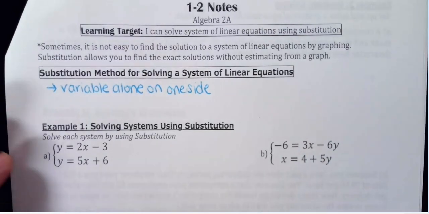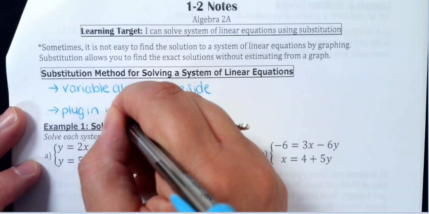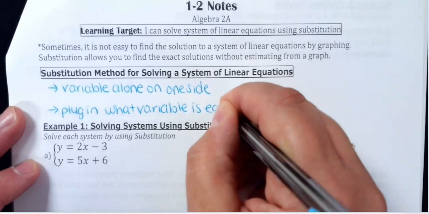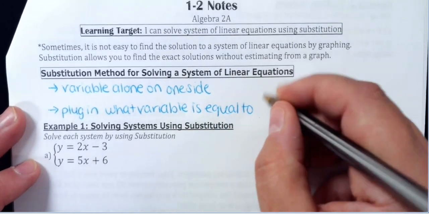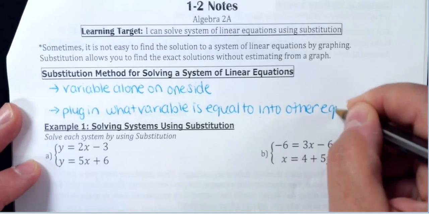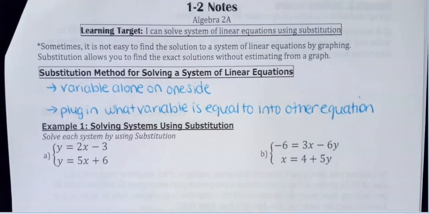And then what you do is you plug in what your variable is equal to into the other equation in your system. Sorry, this is long, I should have worded this better. So you're looking for one of the equations to have a variable all by itself, and then you're going to take whatever that variable is equal to and substitute it in place of that variable in the other equation in your system. And that is probably a really long-winded way of saying what we're going to do in this first example, which is not going to be as confusing as what I just wrote, I think.